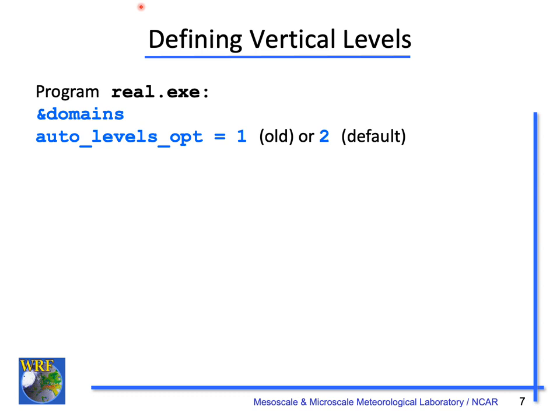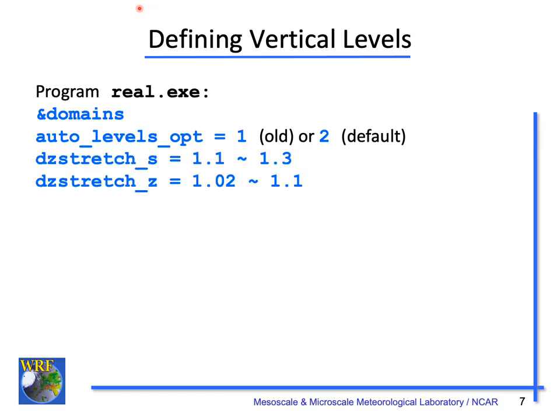The first option, auto_levels_opt, chooses the method to compute the vertical levels. Option 2 has become the default since version 4. The next two options are the stretching coefficients for the lower and upper atmosphere. Usually the coefficient for the lower atmosphere is slightly larger than those in the upper atmosphere. We can also define the thickness of the first full model layer and limit the maximum thickness anywhere in the vertical.